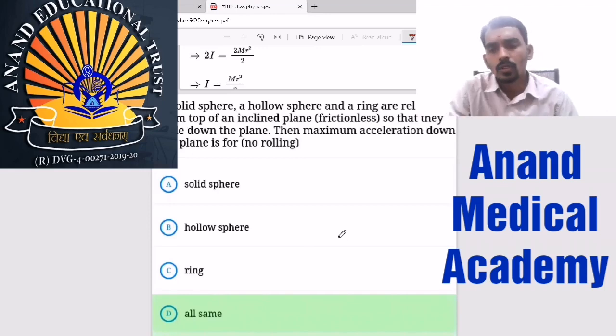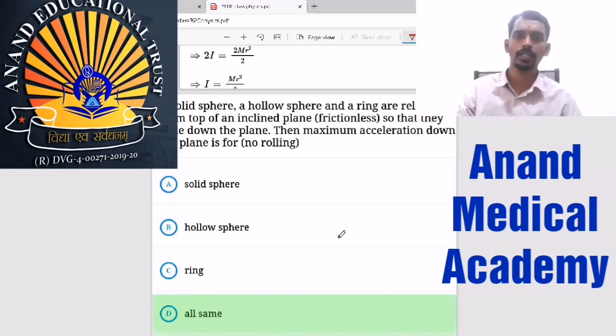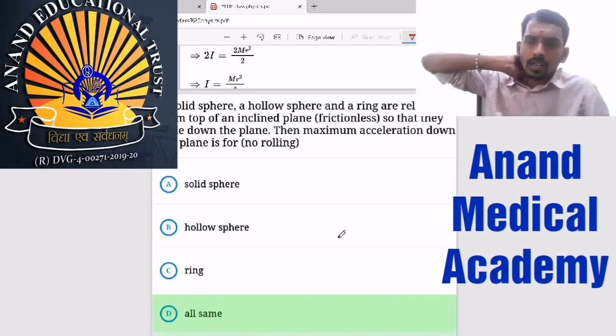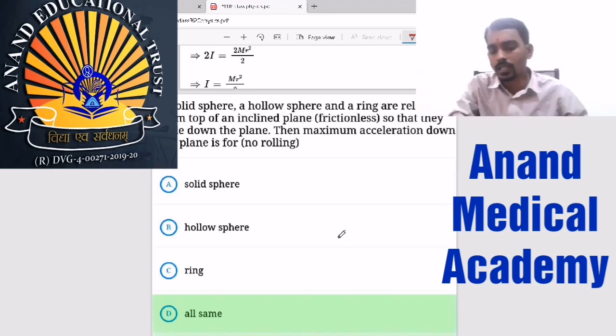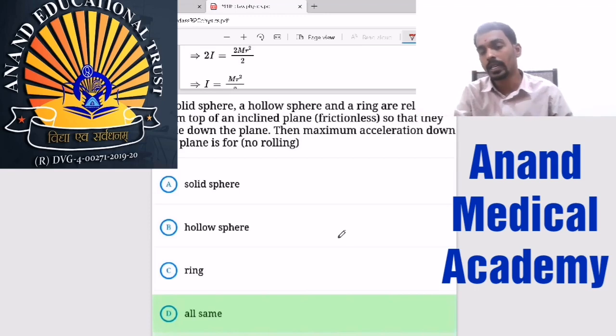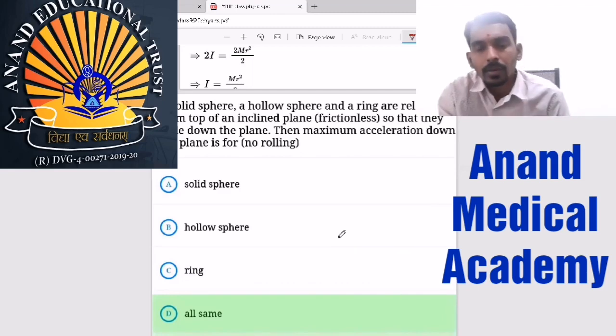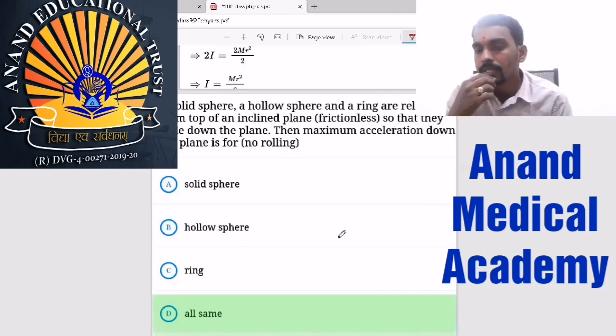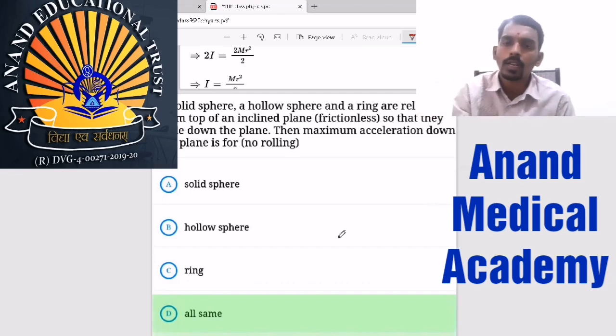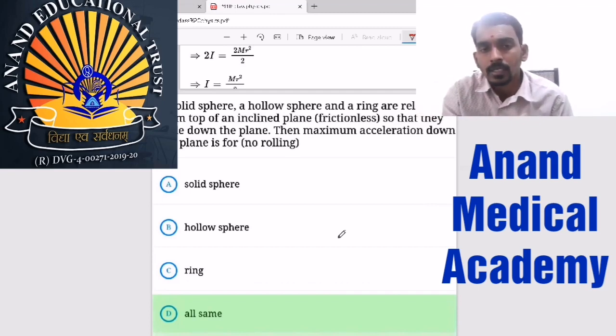And one more thing in this chapter is rolling down an inclined plane. When it is rolling down, what is the velocity after reaching the ground? Who will reach with greater velocity? Who will reach the bottom first? Who will roll down with greater acceleration? We have the formula: acceleration equals g sin theta by 1 plus I by m r square. Those formulas you need to remember. Then only you can compare and say.